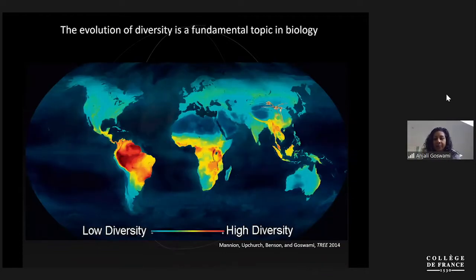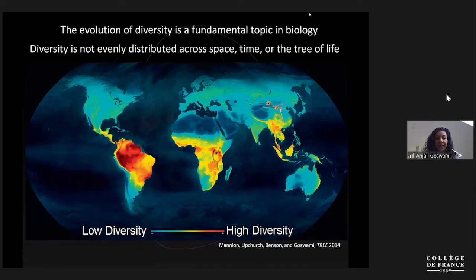And I think we can all appreciate that the evolution of diversity is a fundamental topic in biology. It's really important for understanding how we generate the diversity on the planet today, but also for understanding how that diversity will change in the future as we go through quite an extreme environmental change. And for those of us who think about diversity on these really large scales, it's quite obvious right away that diversity is not evenly distributed.